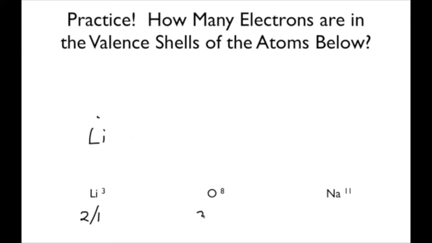For oxygen, you've got 2 electrons in the first shell, 6 in the second, for a total of 8. So you draw your oxygen with 1, 2, 3, 4, 5, 6 electrons in the valence shell. That's your Lewis dot structure for oxygen. Sodium has 2 in the first shell, 8 in the second, 1 in the third, for a total of 11. Sodium is drawn just like that. So it's really not too bad.